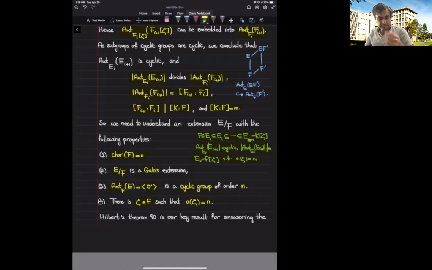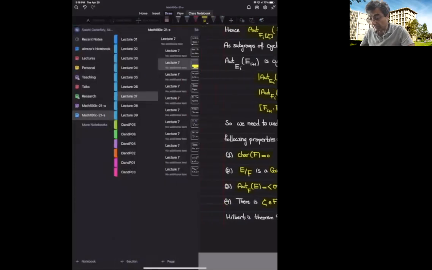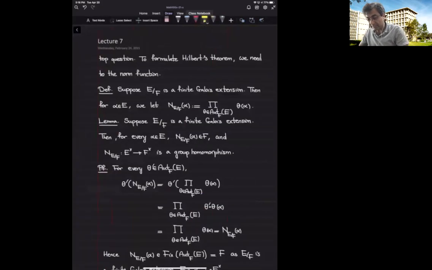It is called Hilbert's Theorem 90. Okay, so what is this statement? In order to formulate Hilbert's Theorem 90, I need to define a Galois norm of an element in a finite Galois extension. So suppose E over F is a finite Galois extension.